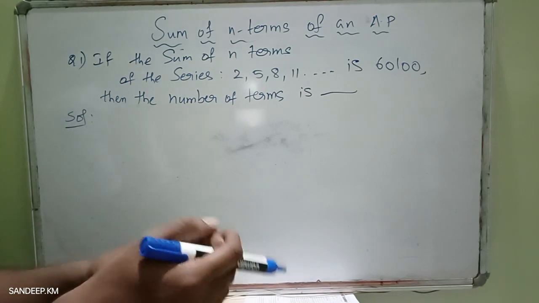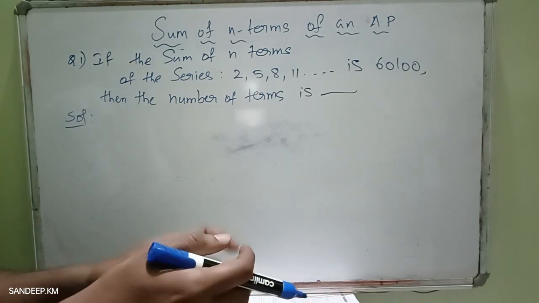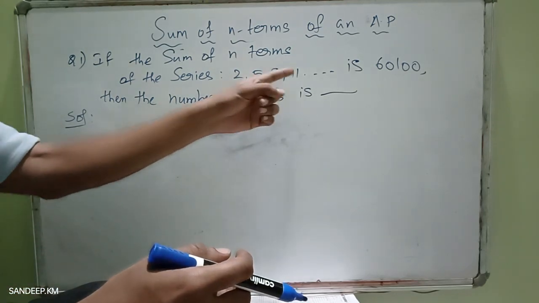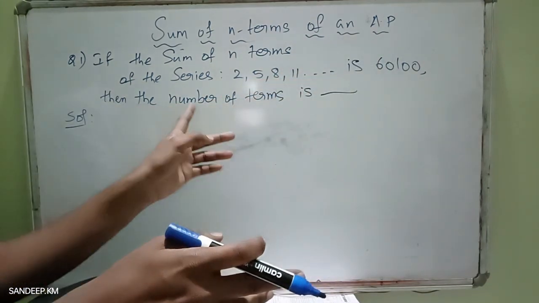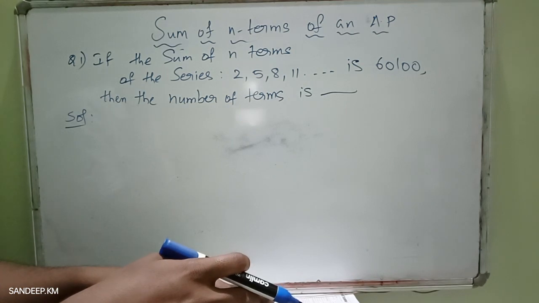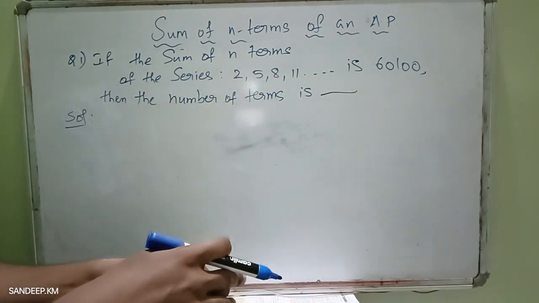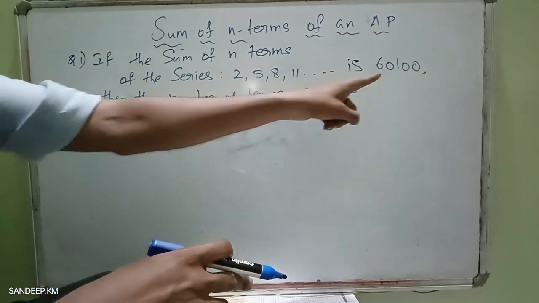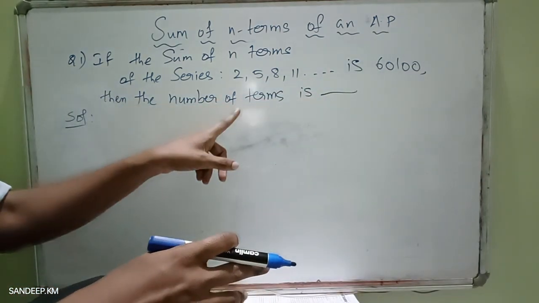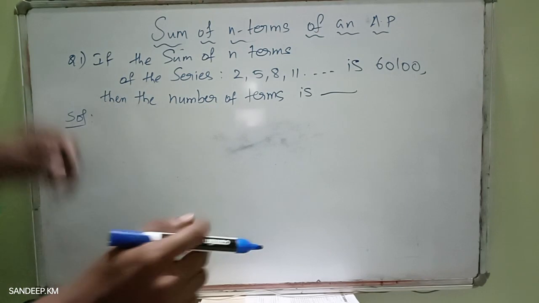Here is a question. If the sum of n terms of the series 2, 5, 8, 11 and so on is 60,100, then the number of terms is? They have given a series, a sequence, and a sum of n terms. We are supposed to find the number of terms, which means n. So what is given here?